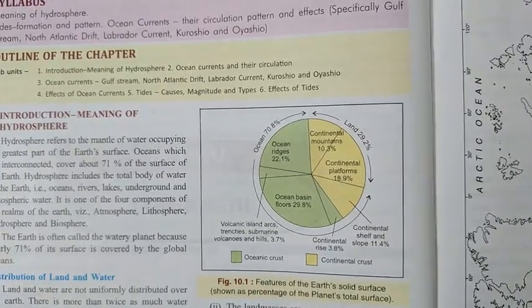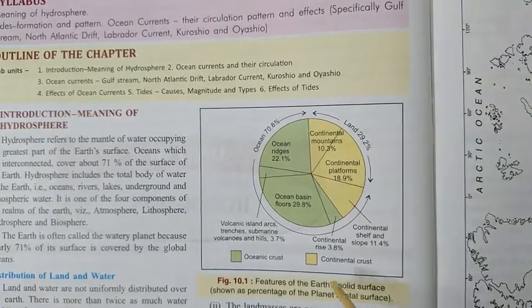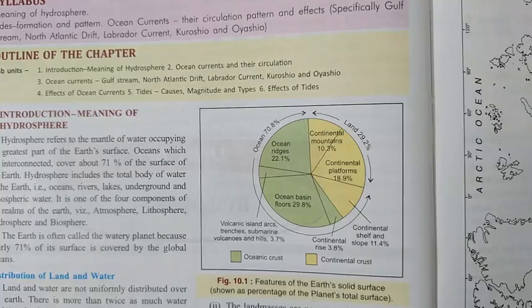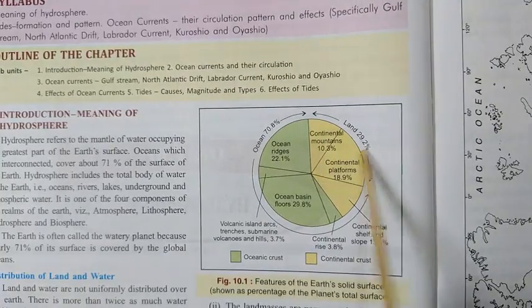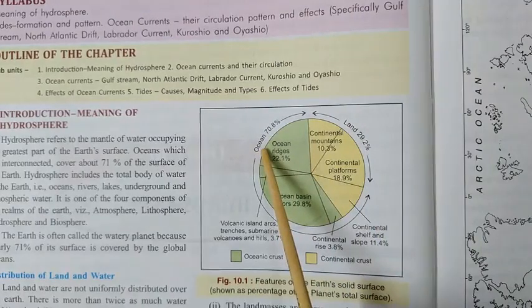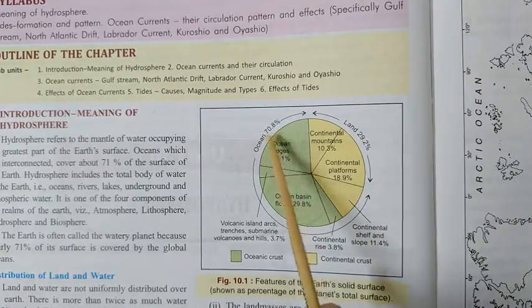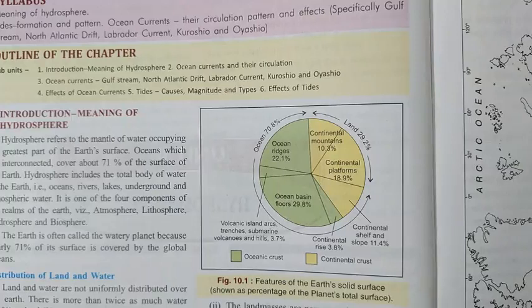So first of all, let's see here about the distribution of land and water on the earth. And all of you know that land covers about 29.2% part of the earth, while the water, that is ocean, covers about 70.8%. So usually in round figures we say that 29% is covered by the land and about 71% is covered by the ocean.